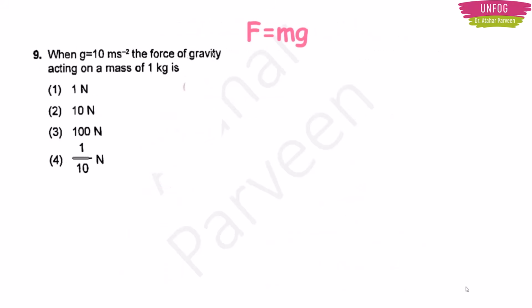Now because F is equal to mg or F is equal to ma, anywhere in kinematics wherein there is motion in a straight line and all that, you can use F is equal to ma. In gravitation you use F is equal to mg.